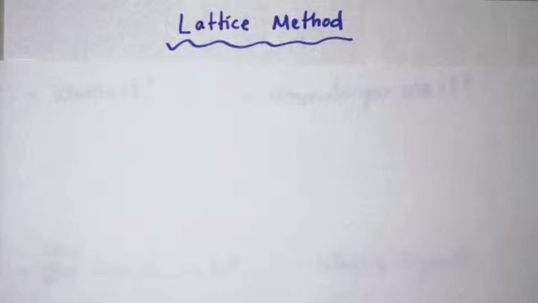This is the first video in the VMS strategies series. It is about the lattice method, which is a method of multiplication. So we're first going to go over a few things about the lattice method, and then we're going to go into how to do it.